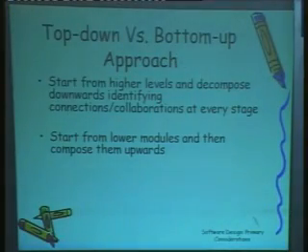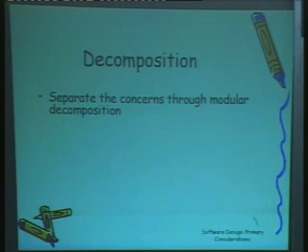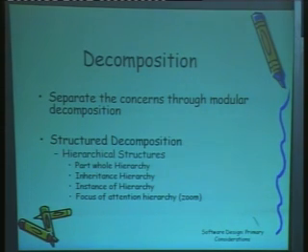So composition and decomposition are the two important activities in designing. We will now zoom in on this decomposition activity. We have already seen that you need to separate the concerns through modular decomposition. We had also seen that there are different ways of decomposing. For example, you can build hierarchical structures. The decomposition gives you a hierarchical structure. So what are the different ways of decomposing?